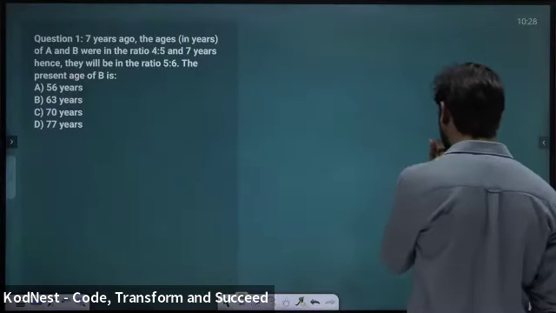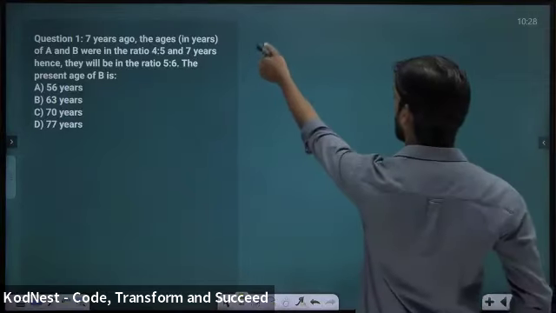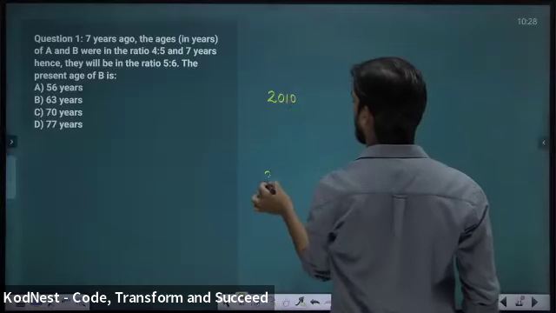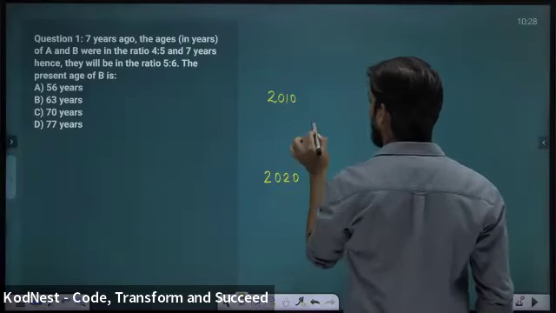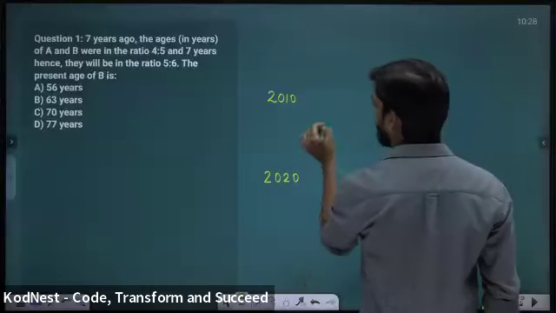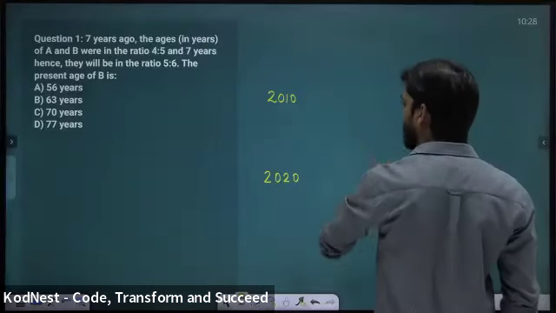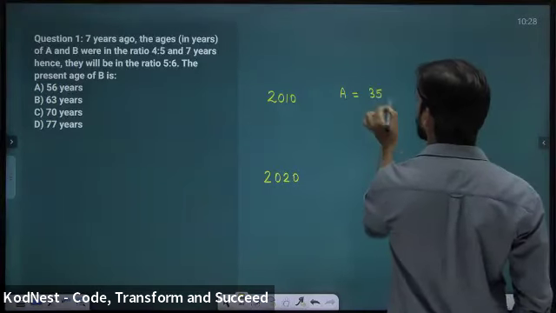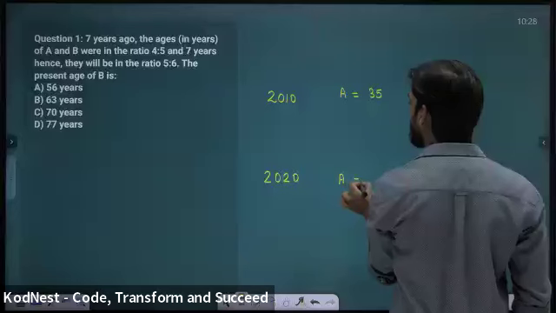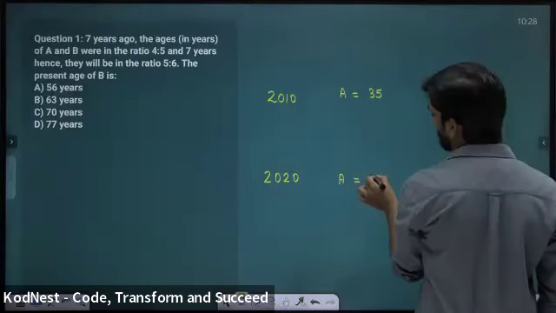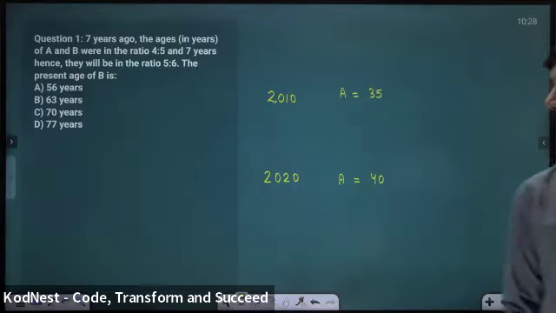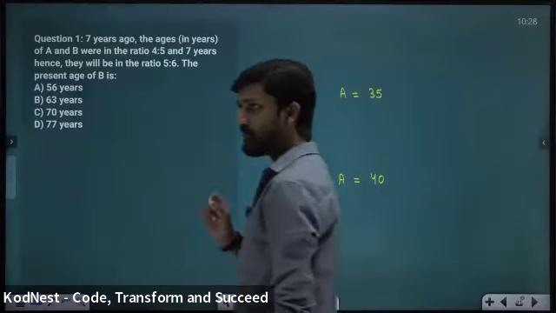Suppose I'm writing the year, okay? So 2010, 2020. There is a person A, I'm saying the age is 35. I'm taking the same person, I'm saying the age is 40. Does it make sense? I'm talking about the same person, not two persons. Same person. Does it make sense?